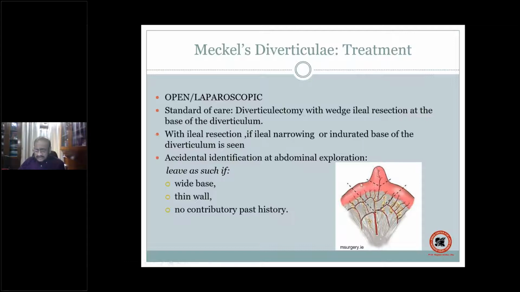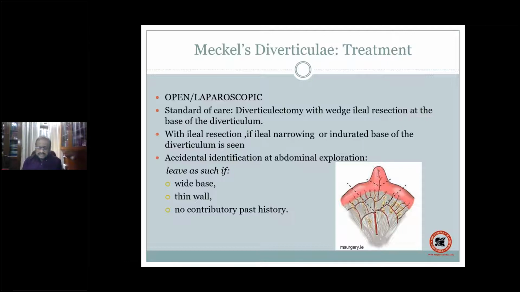Now, if you find that there is narrowing in the adjacent part of the bowel or that part of the bowel is also inflamed, then you go ahead and do an ileal resection with anastomosis, right? So either you do a wedge diverticulectomy or you do an ileal resection with the adjacent proximal and distal ileum included in the resection. If it is diverticulitis, no problem, you have done it. The problem comes with accidental identification at an abdominal exploration.